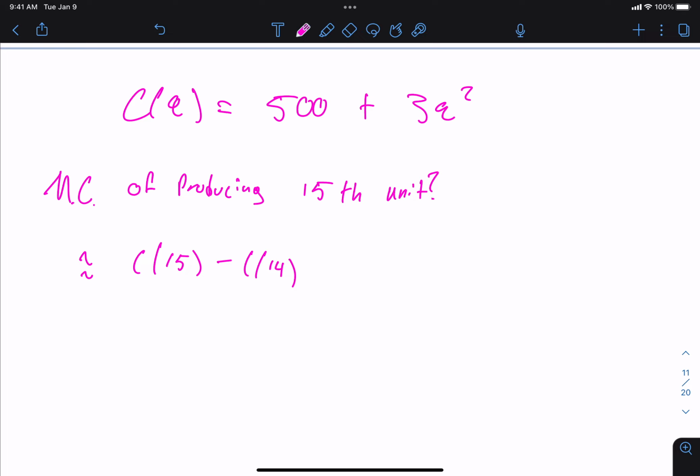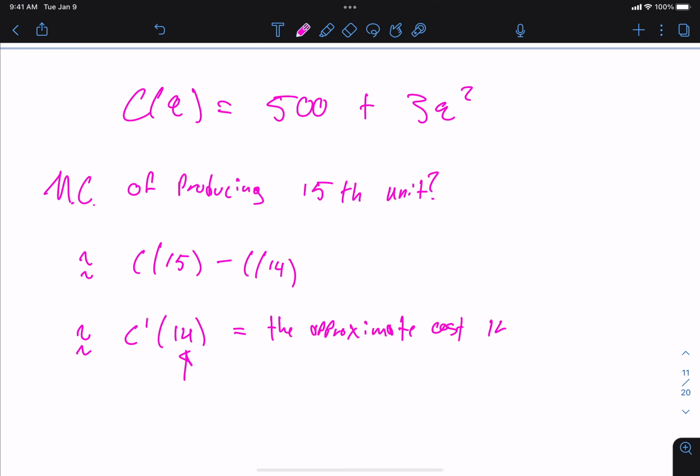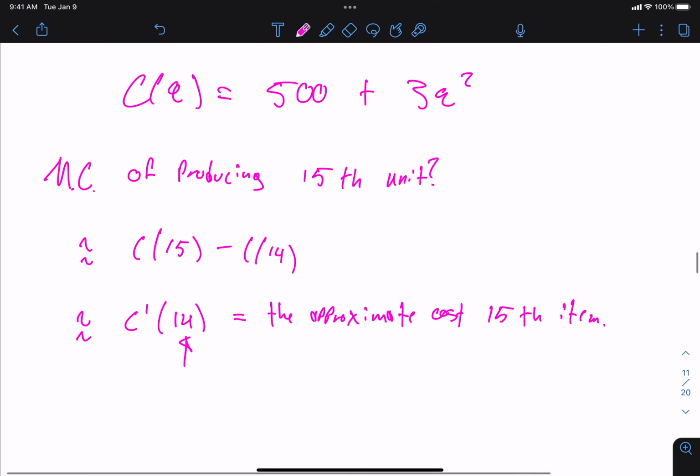So what this is actually going to approximate is C prime, which is the marginal cost, of 14. C prime of 14 will tell us the approximate cost of the 15th item. So for this problem, what we need to do is compute C prime, which we can do easily using the power rule and the constant multiple rule, which says this is going to be 6Q, right?